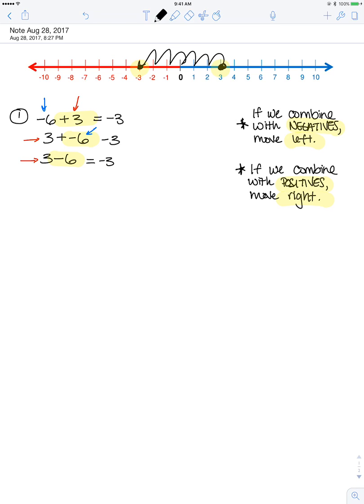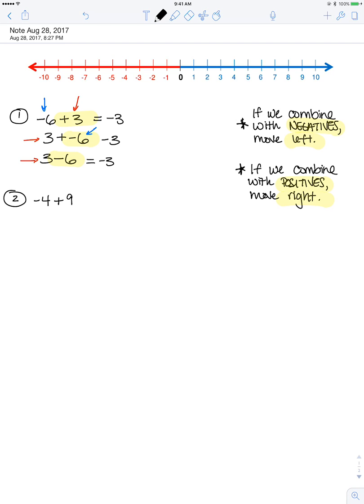Okay, let's go on to another one. Let's go to problem 2. And this time I'm going to write this out as -4 plus 7. Oh, actually, I'm going to do -4 plus 9.